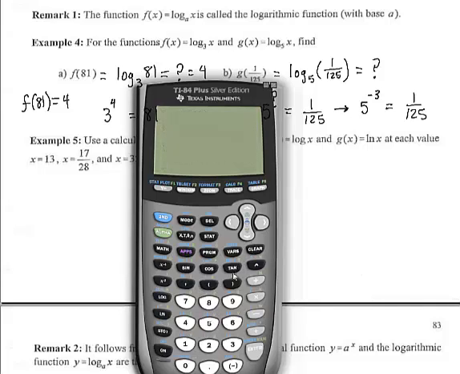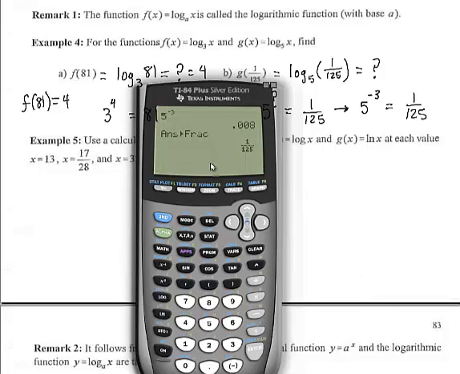But keep in mind, anything you come up with, you can double check it with your calculator. If I raise 5 to the negative 3 power, well, I get a decimal, but it's real simple to take that decimal and convert it to a fraction. Go to the math menu and select fraction, and 0.008 is 1 over 125.